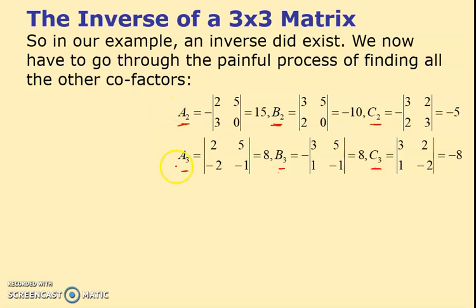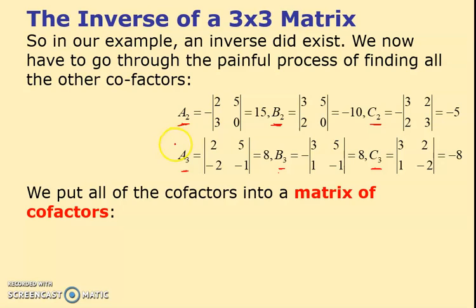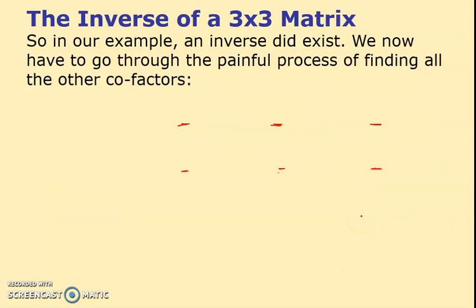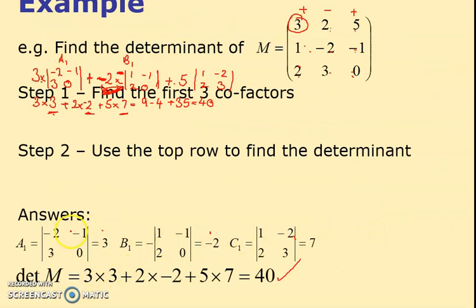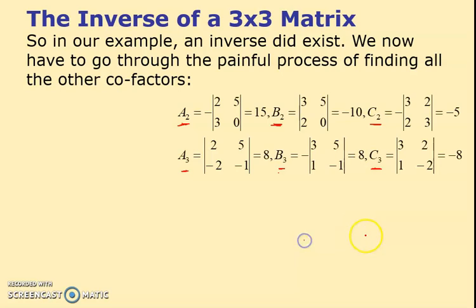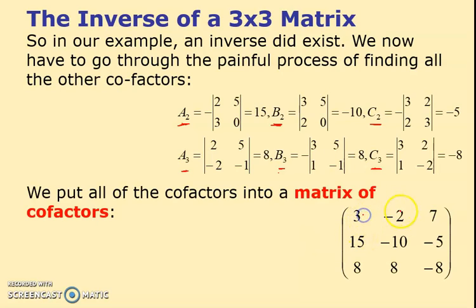So anyway, that's all the cofactors. And once you've got that, you put it into the matrix of cofactors. Could have done it on the very first example we did, but here you'll notice the ones I found just now when I was finding the determinant were 3, minus 2, 7. So here I've got 3, minus 2, 7. And then, not surprisingly, 15, minus 10, minus 5, 8, 8, minus 8. So I've just put them in the right places.